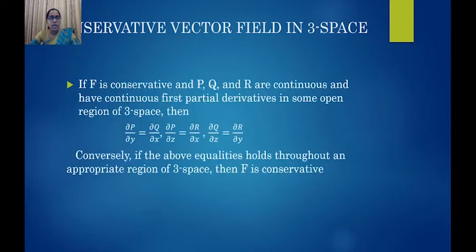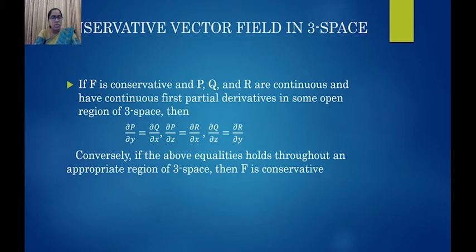Next is about checking the conservativeness of a vector field. That is, if F is conservative and P, Q and R are continuous and have continuous first partial derivatives in some open region of 3-space, then ∂P/∂y is equal to ∂Q/∂x, ∂P/∂z is equal to ∂R/∂x, and ∂Q/∂z is equal to ∂R/∂y.